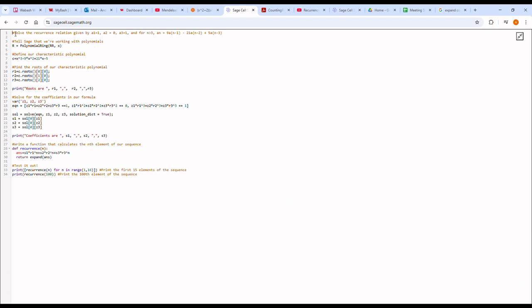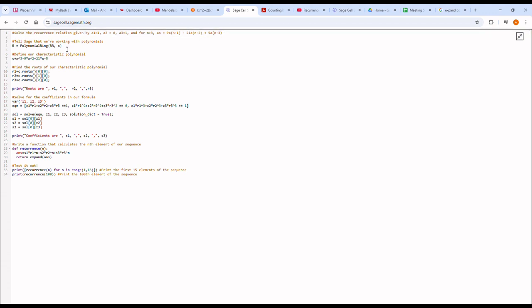We're going to solve the recurrence relation given by a1 equals 1, a2 equals 0, a3 equals 1, and for n greater than 3, an equals 9an minus 1 minus 21an minus 2 plus 5an minus 3. Imagine that these are subscripts. Sage does not have subscripts, and I did not feel like writing underscore for subscripts, so my apologies there. So we're going to try to solve that recurrence.